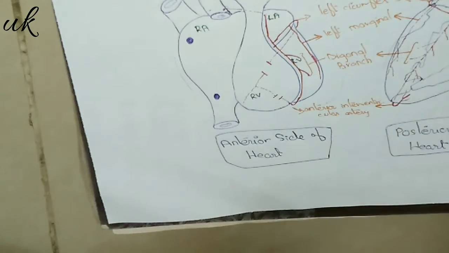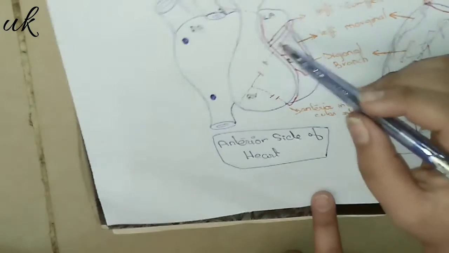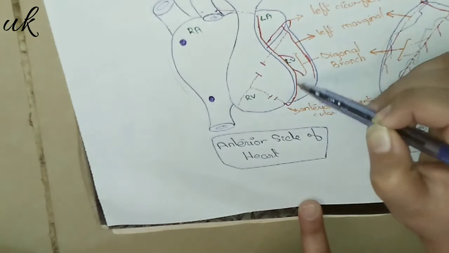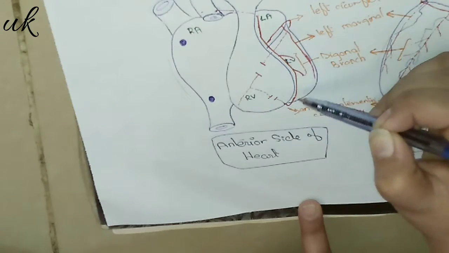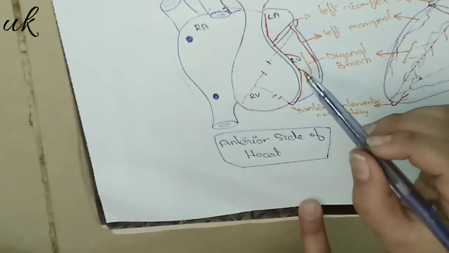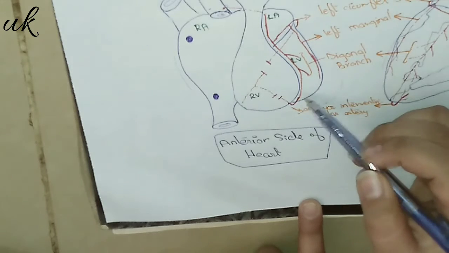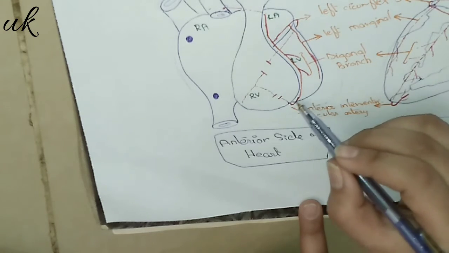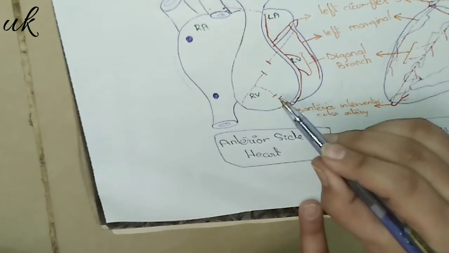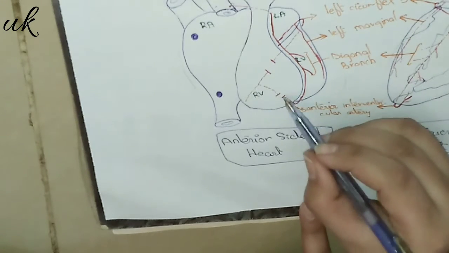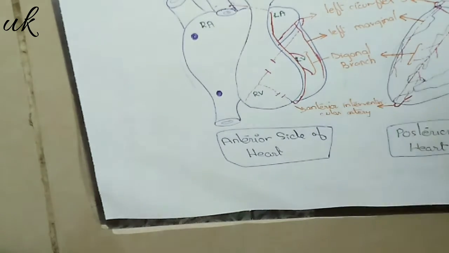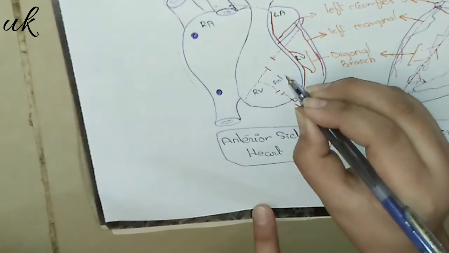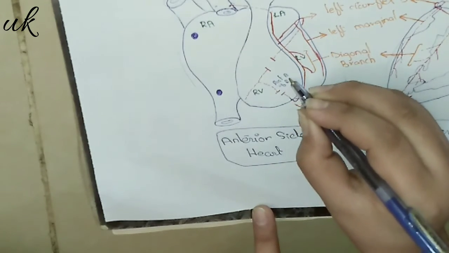Okay, how we say groove. The anterior interventricular branch moves downward in the anterior interventricular groove toward the apex. This is the apex of the heart. Here it turns around the inferior border of the heart and anastomoses with the posterior branch of the right coronary artery. This is the posterior branch of the right coronary artery.